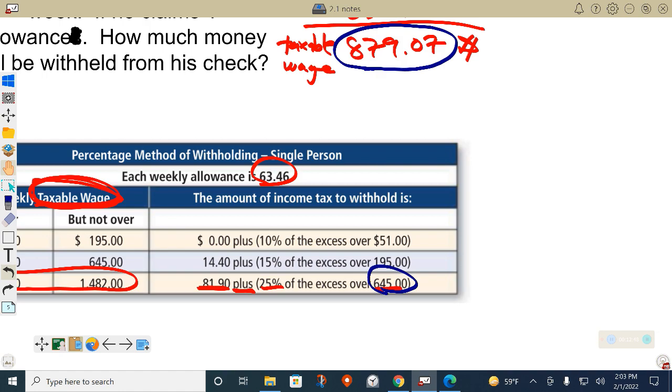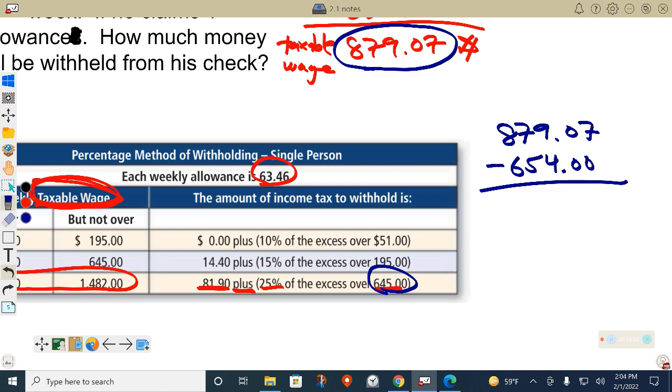Obviously over 600 and something. What are you doing in your mind? That's beautiful, exactly. What are you doing in your head? Thinking. Nice. So you have to think, but think in a subtraction way. Watch: 879.07, I'm going to subtract the 645. This will tell me how much he's over. And when I find that out, I'll take 25% of that.